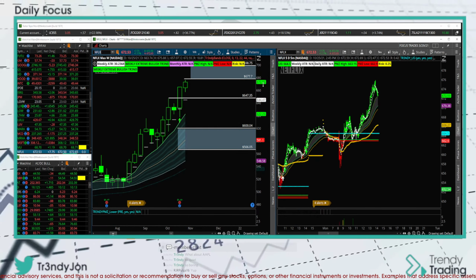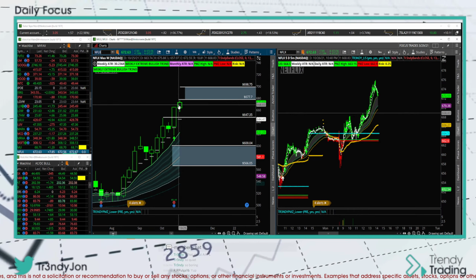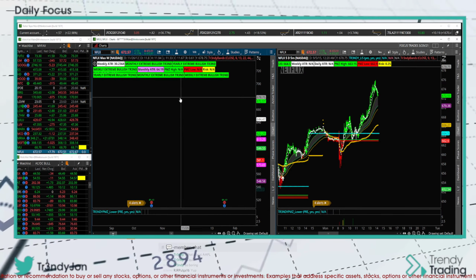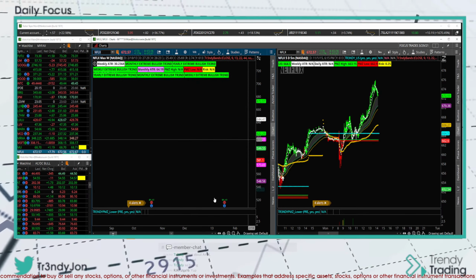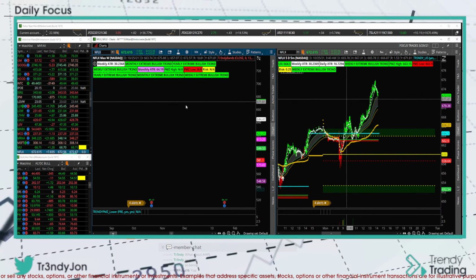Overall, it's right up here towards our target, towards 677. I went ahead and closed that. I did that by using a stop on my options as we got closer to the target, and it looks like it worked out very well as price is pulling back into the close.